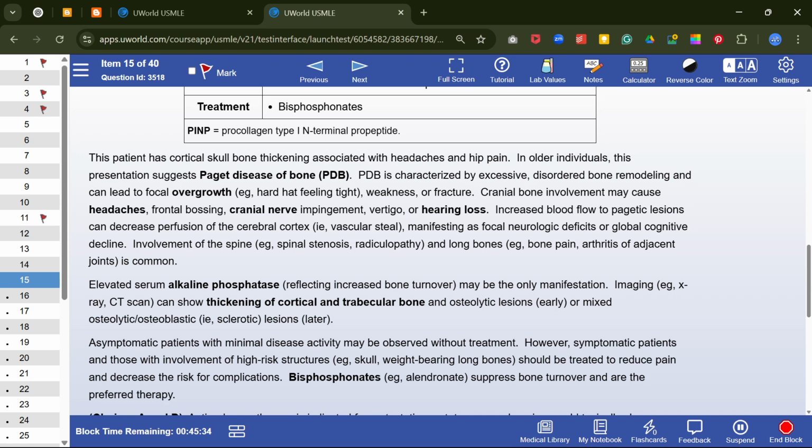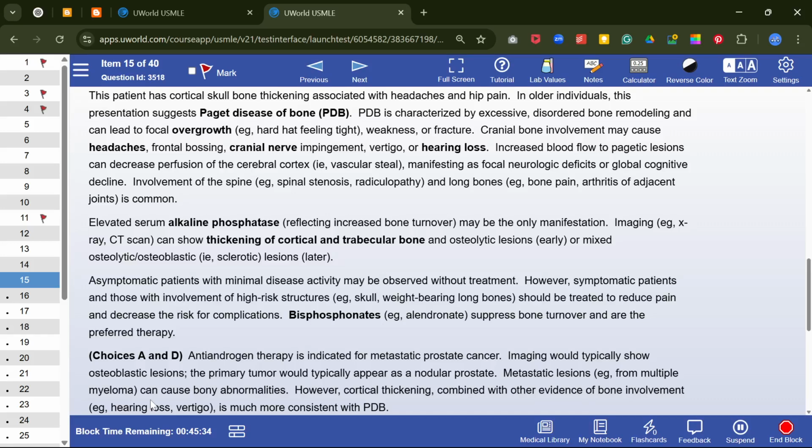Imaging, X-ray and CT scan, show thickening of the cortical bone and trabecular bone, with osteolytic lesions early or mixed osteolytic and osteoblastic lesions later. Asymptomatic patients with minimal disease activity may be observed without treatment. However, for symptomatic patients, those with high risk of fracture or skull involvement, bisphosphonates that suppress bone turnover are the preferred therapy.